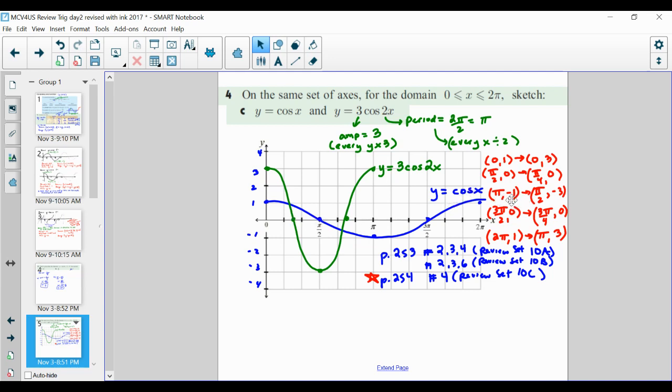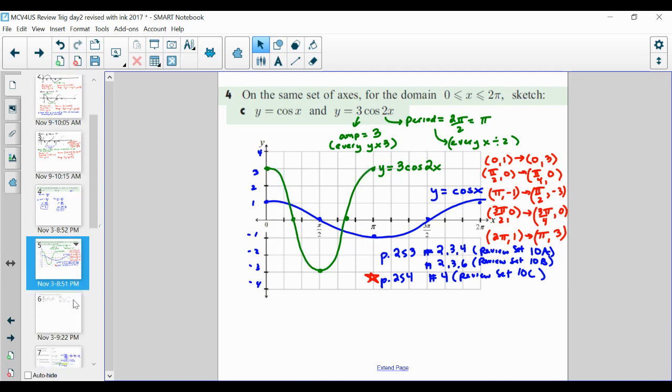If I take pi and -1, if I divide the pi by 2, multiply the -1 by 3, this point has now translated over here. If I take my 3 pi over 2 and 0 point, and I divide the x by 2, multiply the y by 3, this point now translates over here. And last, if I take this point, 2 pi and 1, divide my x by 2, that takes me to here, and multiply my y's by 3, that takes me up here. So now I have the translated version of my function.